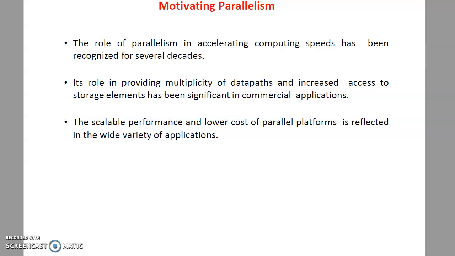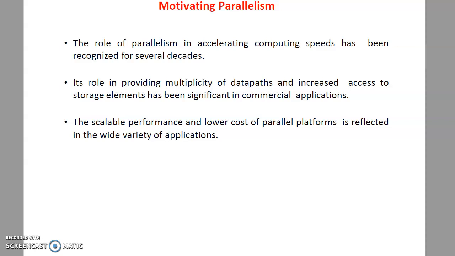Since there are many processors in a parallel computer having their own data links and their own paths, the data paths are more in a parallel computer, and more access to storage elements is provided in a parallel computer as compared to a serial computer. So that's why parallel computing platforms have a lot of commercial applications.